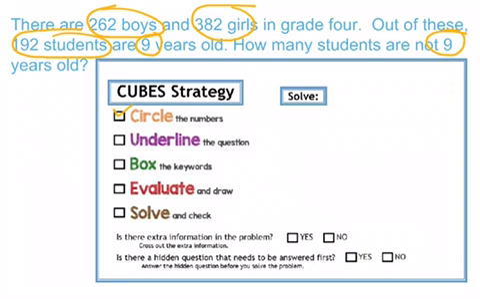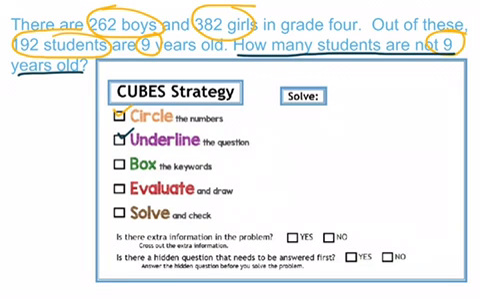The next step is underline the question. So I'm going to give you a second to find that question and underline it. All right, you should have underlined how many students are not 9 years old.